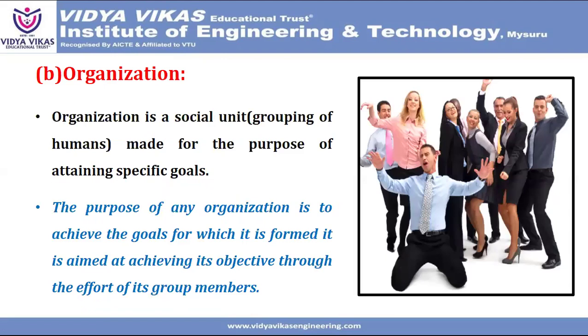Now let's discuss what we mean by organization. An organization is a social unit or group of humans. Of course, in the office we meet many types of people, brought together for the purpose of attaining specific goals. Every organization should have some objectives, goals, and vision. The group of humans will solve problems or attain those objectives. The purpose of any organization is to achieve the goal for which it is formed. It is aimed at achieving its objective through the effort of its group members, who put in their effort to achieve the goals.